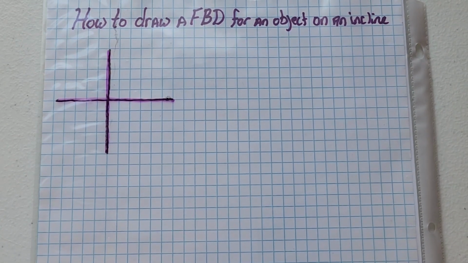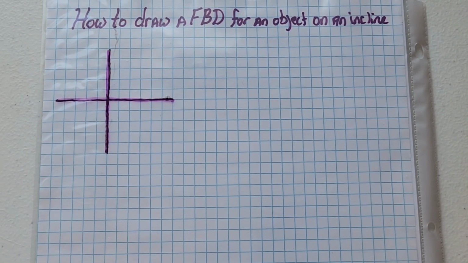Hey guys, welcome back. This is how you draw a free body diagram for an object that's resting on an incline. And the reason we want to do this is to determine certain parts of its motion, like how it's accelerating down the incline or how far it goes, etc. We can also use this to identify components of an object's weight on the incline.